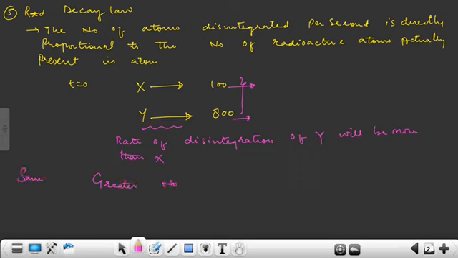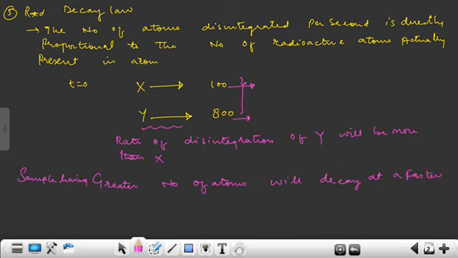This simply means if we have two samples, the sample having a greater number of atoms will decay at a faster rate. Or vice versa, the sample which has a lesser number of atoms will decay at a slower rate.